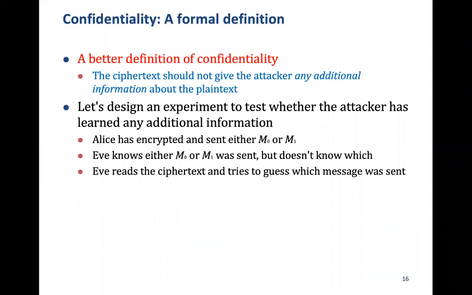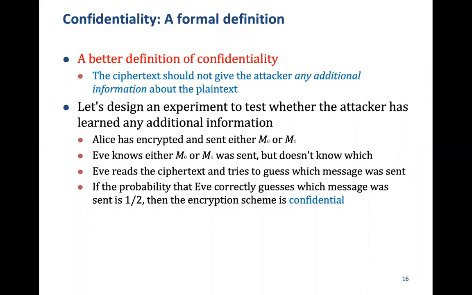So Eve reads the ciphertext and tries to guess which message was sent. If the probability of a correct guess is half, then we say the scheme is confidential. Now here we are not assuming any prior knowledge, right? But we can add that prior knowledge also in some sense. Even then, if the probability is half, then we can say it is absolutely confidential, right? All right.